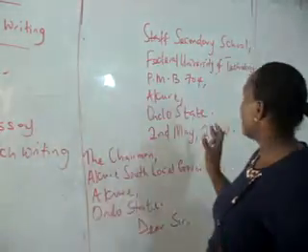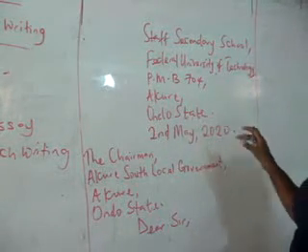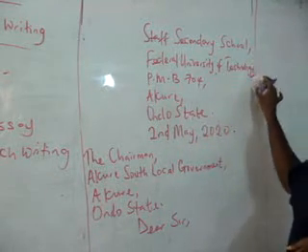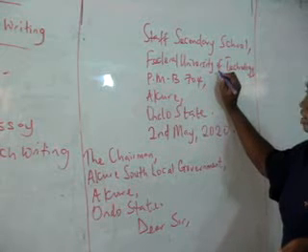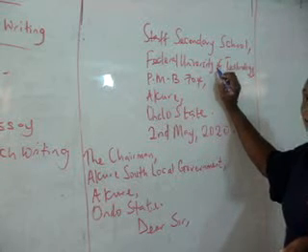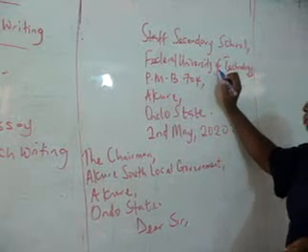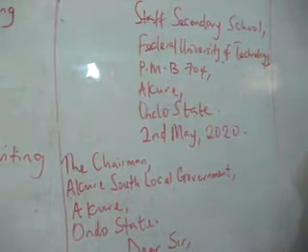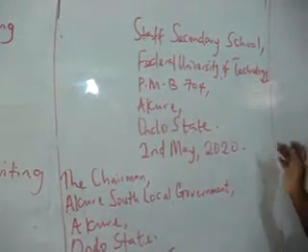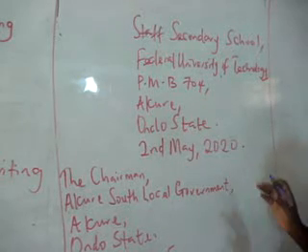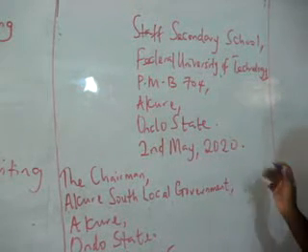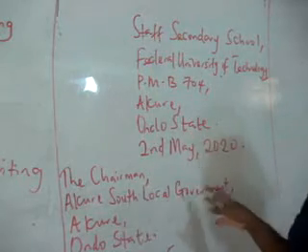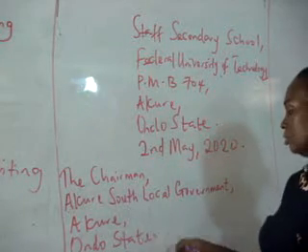So when you now do that, look at what I added. Secondary school, Federal University of Technology. A lot of you do make an error. You write this O as capital O. It shouldn't be. It should be a small o. So, followed by PMB 704, Akure, Ondo State. Full stop. Then we have 2nd May 2020. I'm writing to the chairman. The chairman, Akure Local Government, Akure, Ondo State.